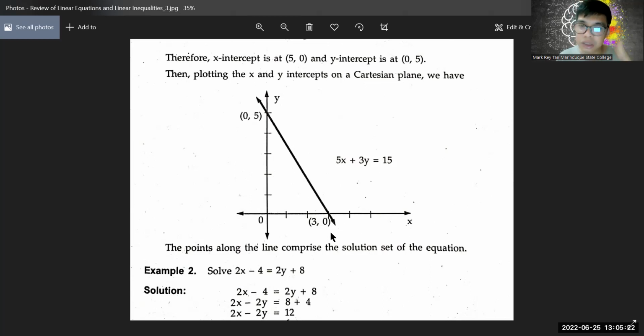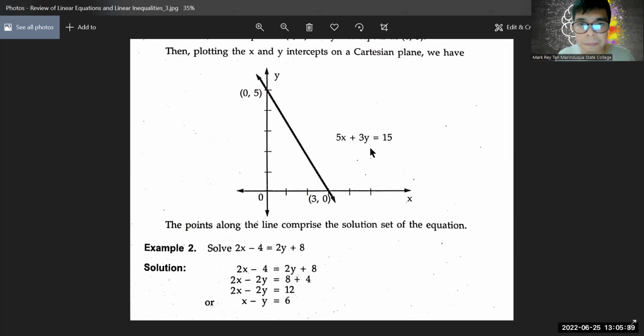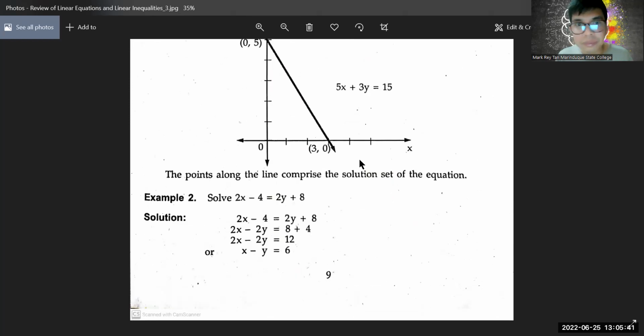Yan yung solution natin. So, sa mga activity natin, ganito lang yung gagawin ninyo. You're gonna have to create a Cartesian plane and then ipa-plot yung mga points. Okay. So, ganun lang siya. And another example here.